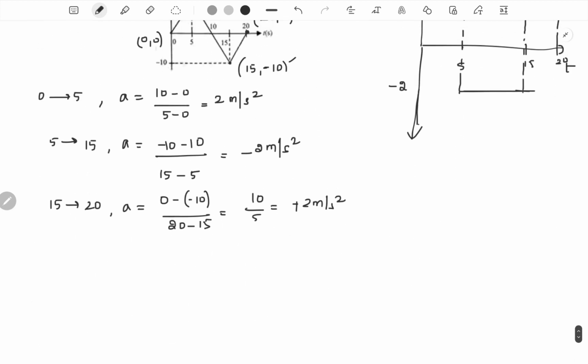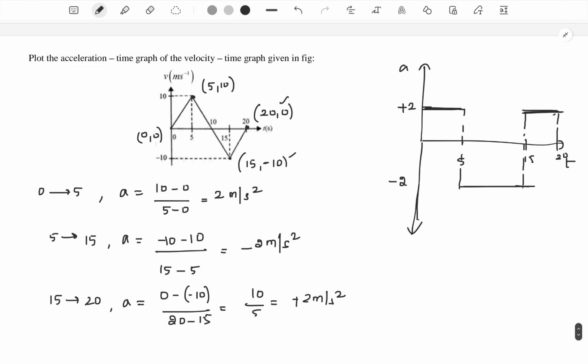So that's the end of the problem discussion. Before you listen to the explanation, try these problems once. If you don't get them, then go through the explanation.